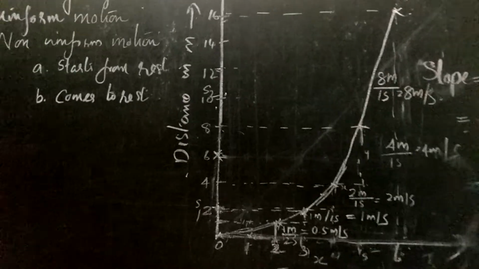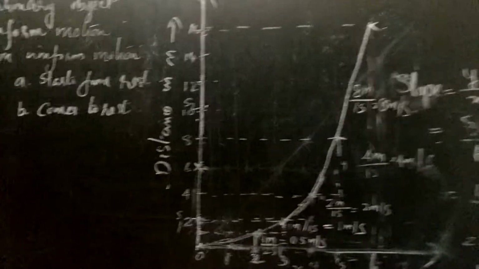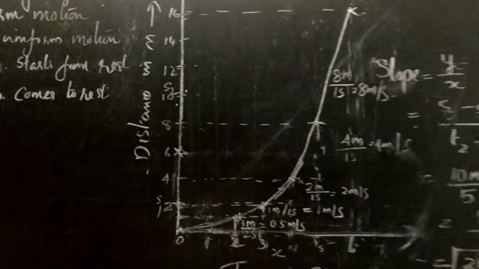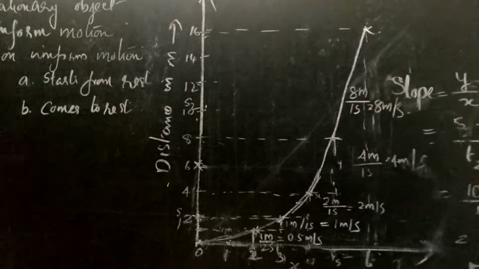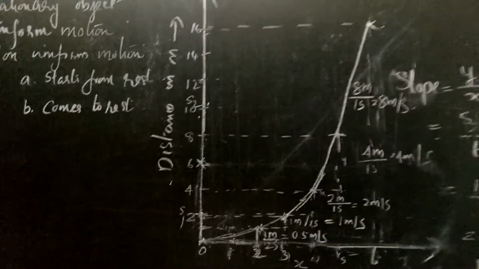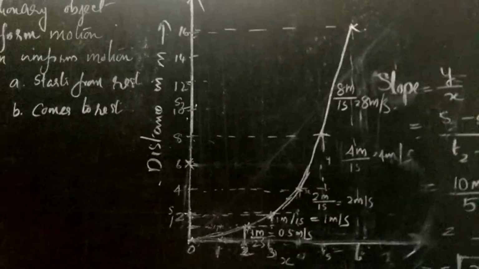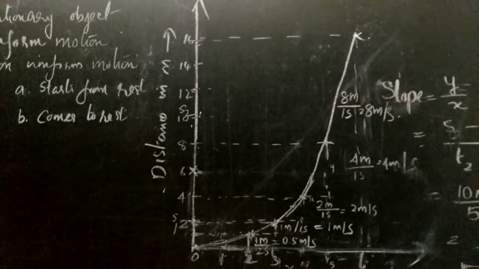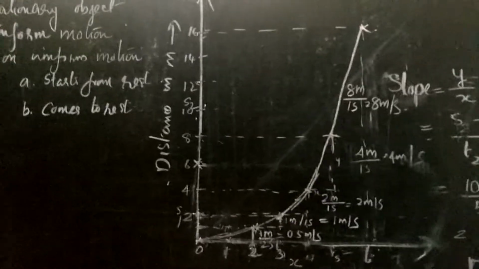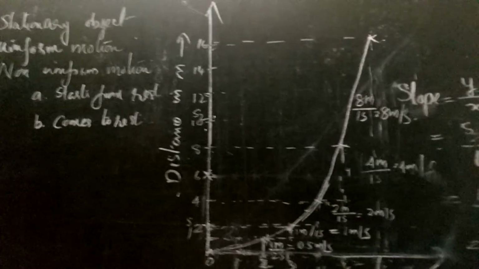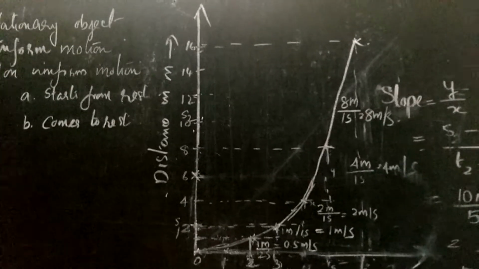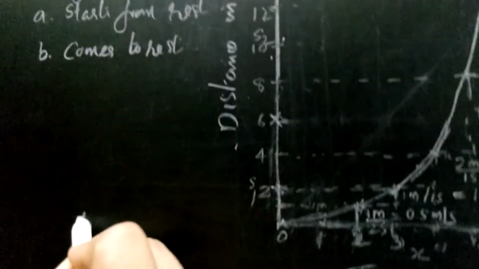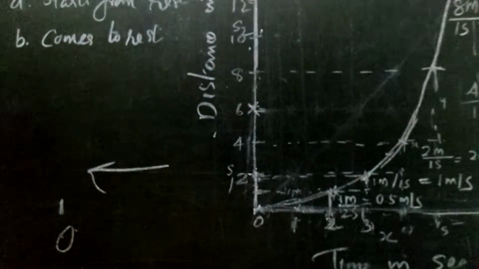Okay, next one is an object that comes to rest. Suppose you are standing in a position and a bus or a car comes with a greater speed and just crosses you. So you have to measure the distance while it is crossing. Where you are standing, that point you should take as the origin. So if you are standing here, this is the origin, and the bus crosses here in this direction.